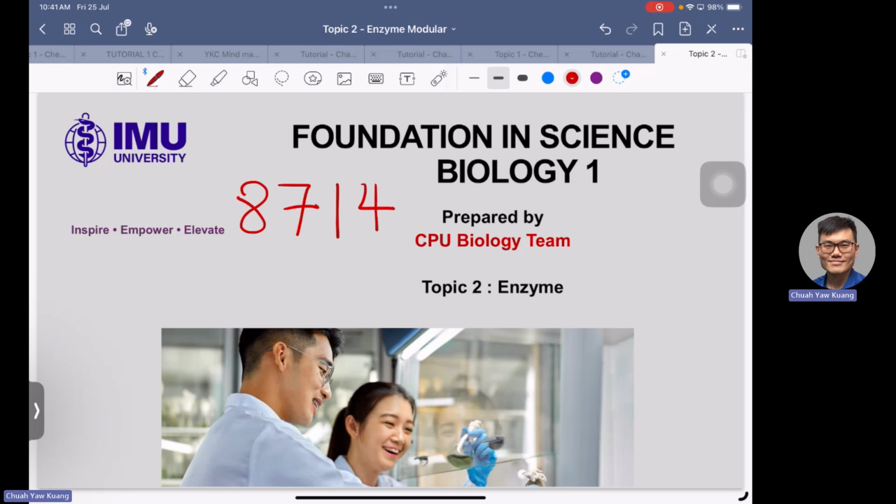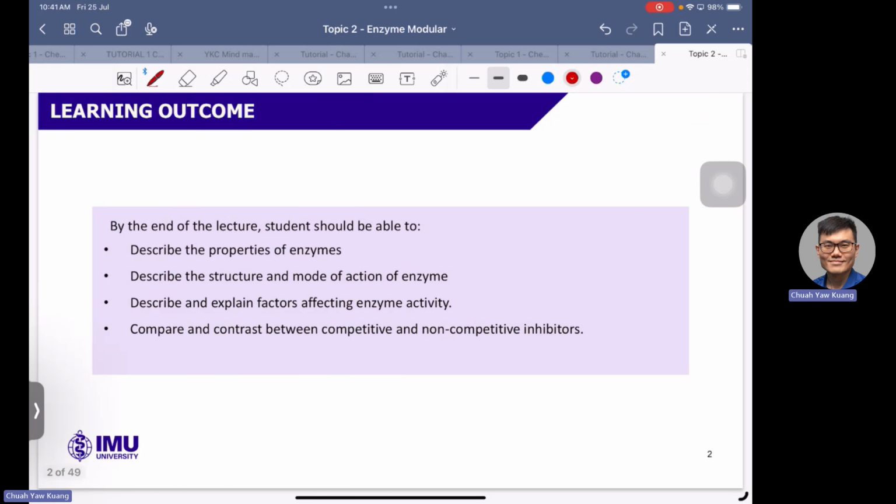Now we will look at the learning outcome. For some of it, you have learned it before, for example, properties of the enzyme, mode of action of the enzyme, and the factors affecting the enzyme. All of these, yes, you have learned before. It's just that maybe you didn't learn it in that detail for the graph part, for how to explain the graph and what is the mechanism behind it. Maybe this one you didn't learn. So this is where we will focus more in this lecture.